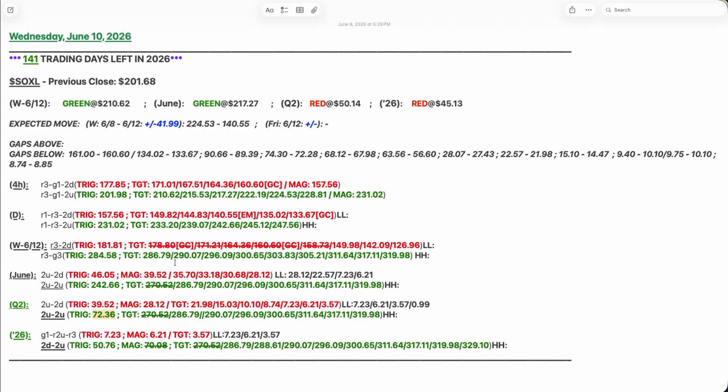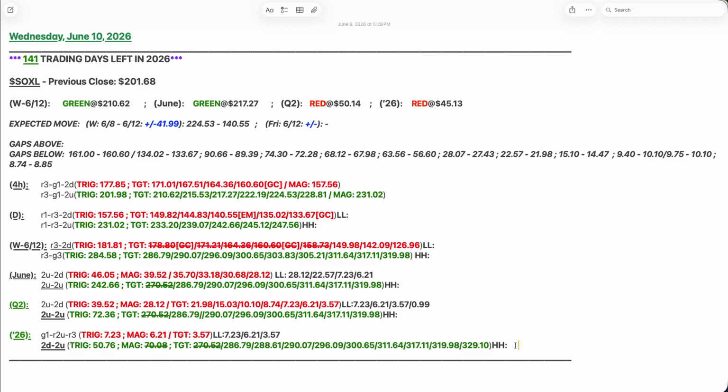To the upside, we have the possibility of the 1-3-2 up triggering at 231.02. Again, no magnitude because it's not a reversal. So we have our extended targets listed out here for you. 233.20 being the first. What was that? Oh, that was last week's 50% level. All right, so 233.20, last week's 50% level, could act as another point of rejection, as it did on Friday as well as today.